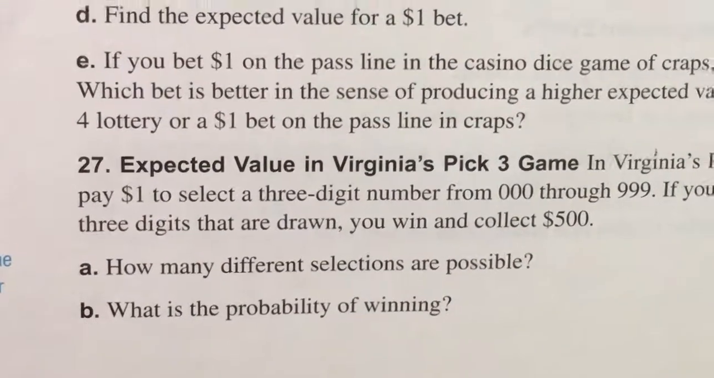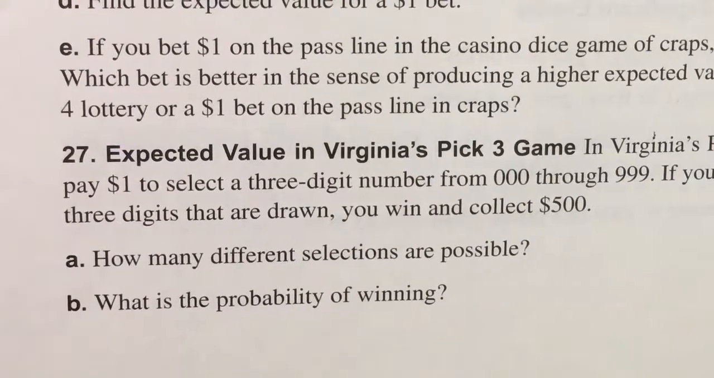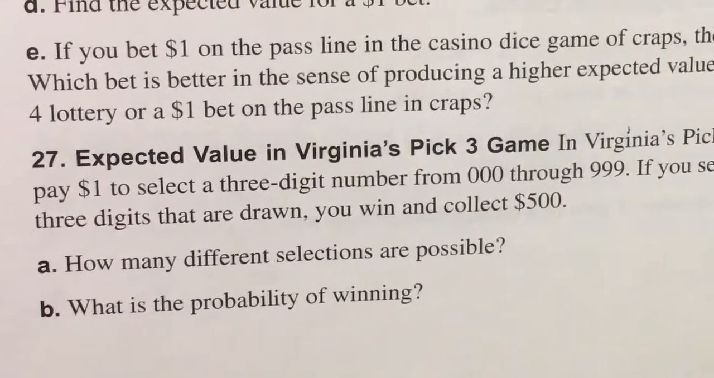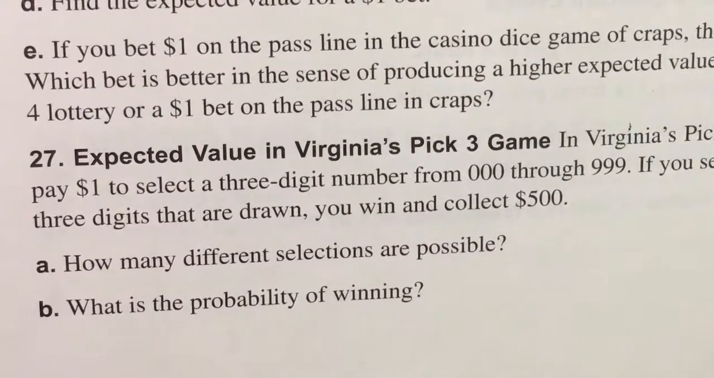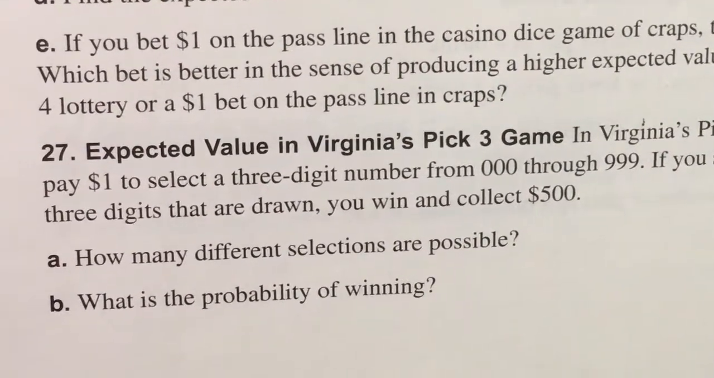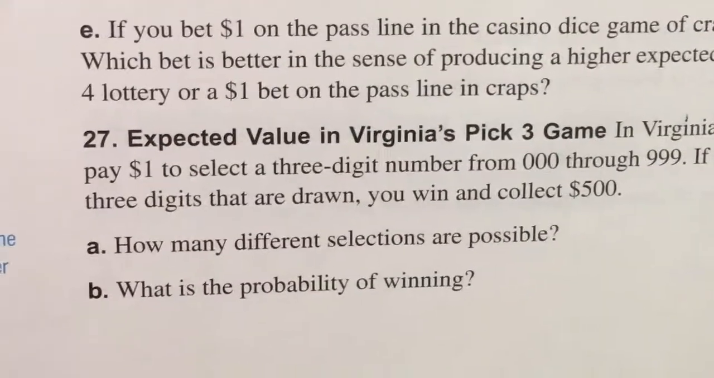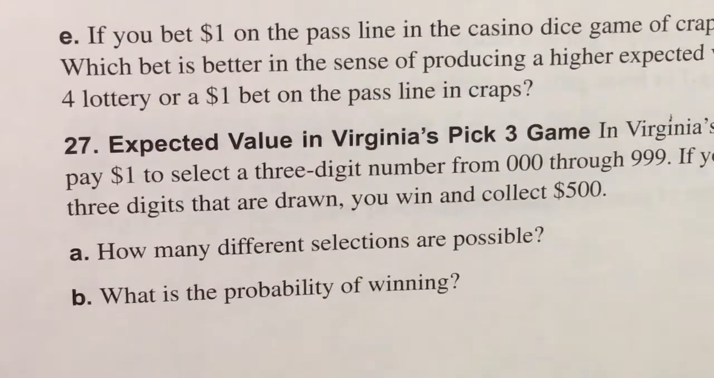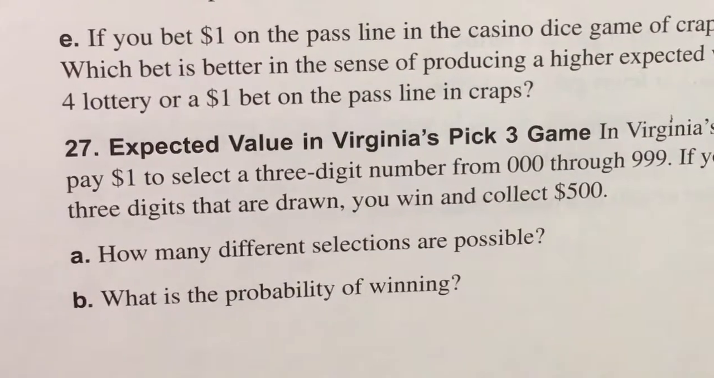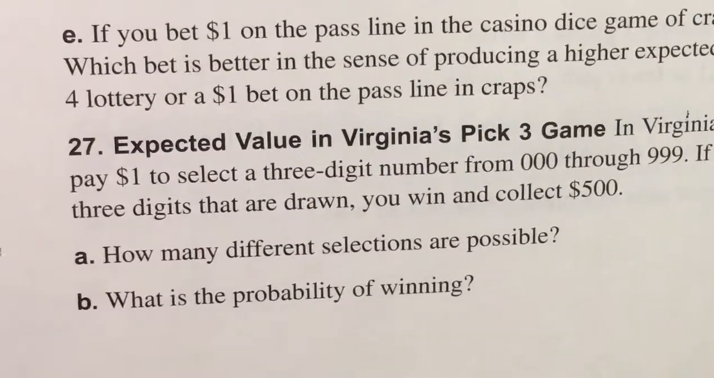So for every pick, how many different selections are possible? Well, from 000 to 999, that's going to be 1,000 different numbers. So the answer to A should be 1,000. For B, it says, what is the probability of winning? Since you're only going to win if you get the same number, it's going to be 1 out of 1,000.